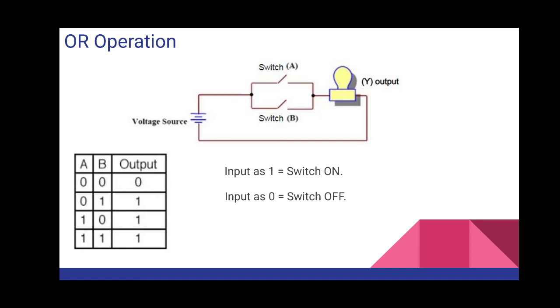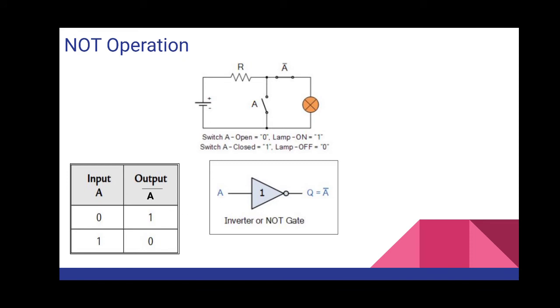You have to observe the truth table and the circuit, a simple electrical circuit. There is no very difficult circuit here, so don't get worried. Even if you don't understand, you can get back to me anytime. So let us move to the third operation, that is the NOT operation.